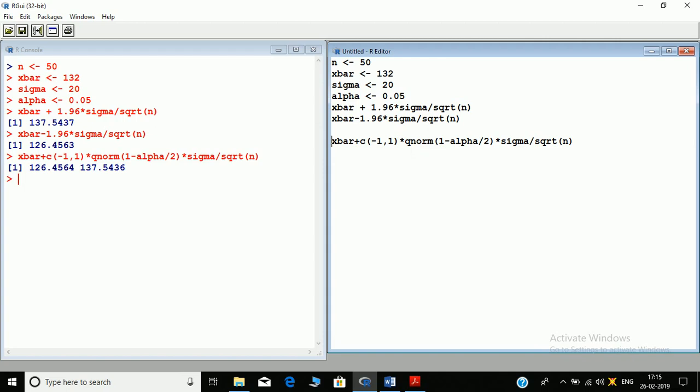If you are wondering what this gives, see, 1 minus alpha by 2 is 0.975, and Q norm of 1 minus alpha by 2 is 1.9599, that is 1.96, which we use here. Okay, this is called the scratch method, that is basically following the theoretical formula.